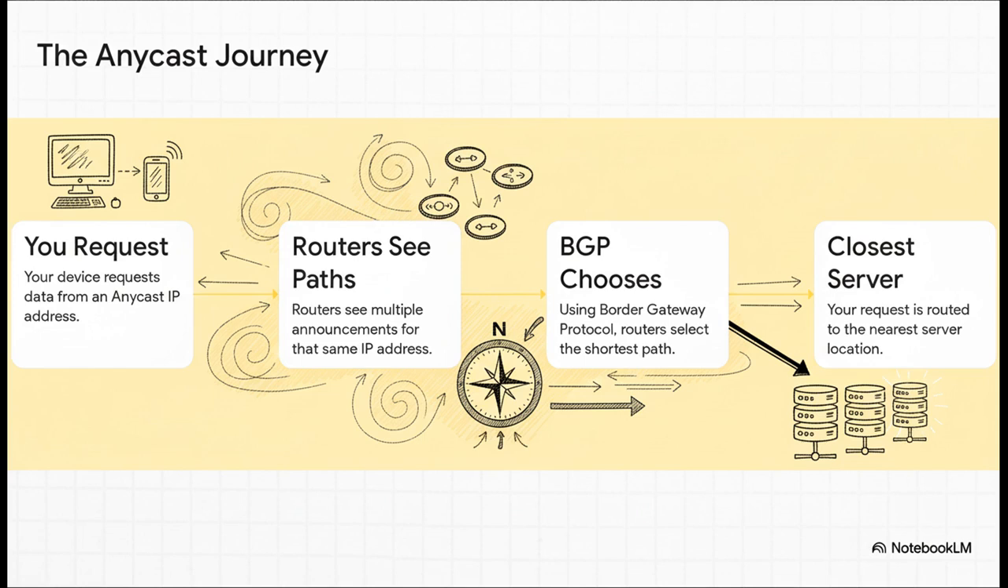It's a game changer. So here's how that choice gets made. When you send a request, the big routers that make up the internet's backbone see that the IP address you want is being advertised from lots of different places at once. They use a system called the Border Gateway Protocol, or BGP. You can think of BGP as the internet's GPS, or traffic cop. It looks at all the possible routes and just picks the shortest one, the path of least resistance. And boom, your request lands at the server that's geographically closest to you.